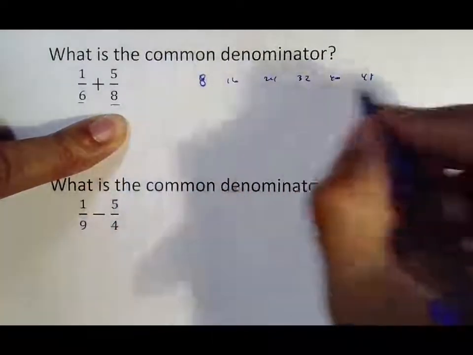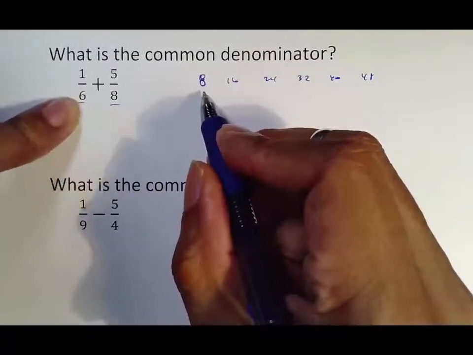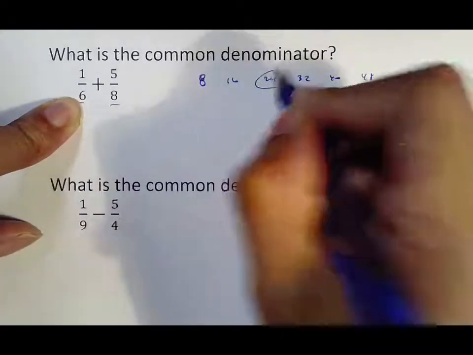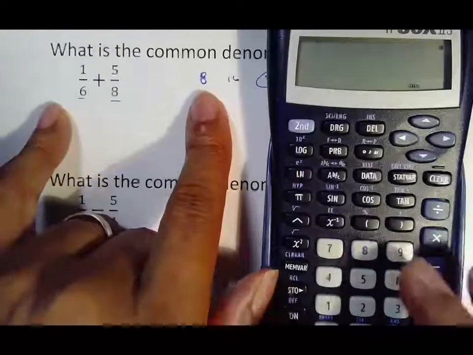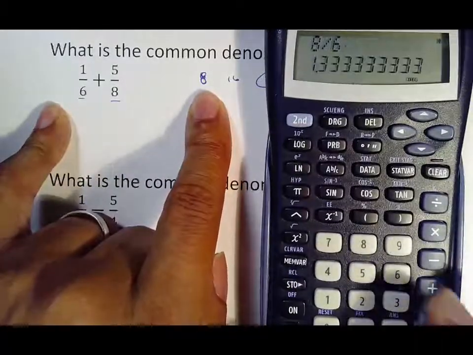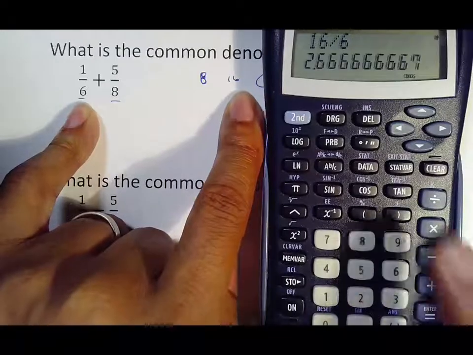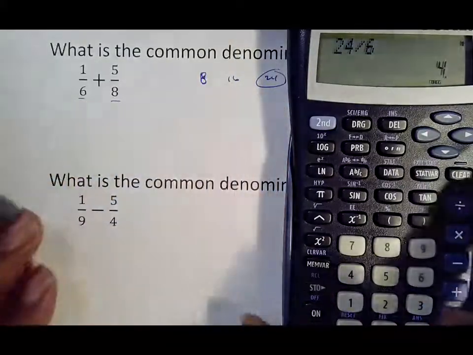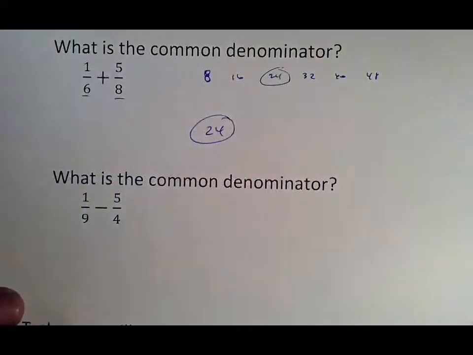And you don't really need to go all the way through, because if you're decent with your multiplication, you could say, does 6 go into 8? No. Does 6 go into 16? No. Does 6 go into 24? Yes. And if you want to know, as you're making that, 8 divided by 6 doesn't work. 16 divided by 6 doesn't work. But 24 divided by 6 does work, which is what tells you that your common denominator is 24. That's all you need to do.